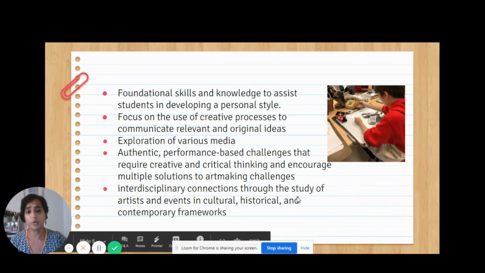They're going to be working on projects that are really encouraging them to think about their own personal experiences and how that informs their art making. They're also going to be looking at a lot of artists both from art history and from the contemporary world.